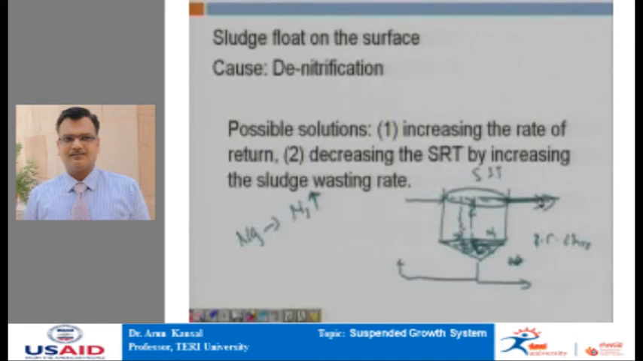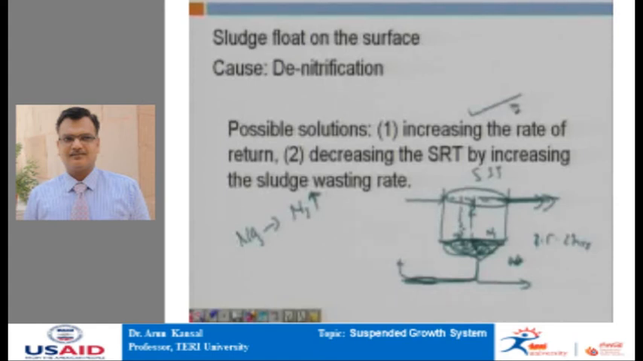The possible solution is to increase the rate of return, that is, we have to recycle more sludge, so that the detention time of the sludge within the sludge zone gets reduced, because once the detention time gets reduced, they will not have the chance to get denitrified. So, this is one of the solutions.